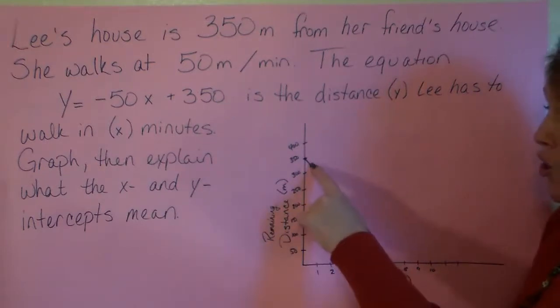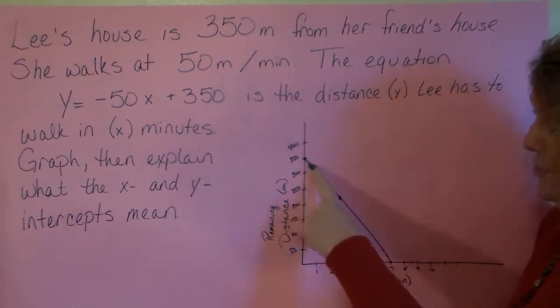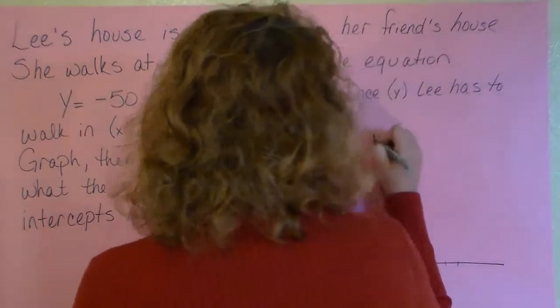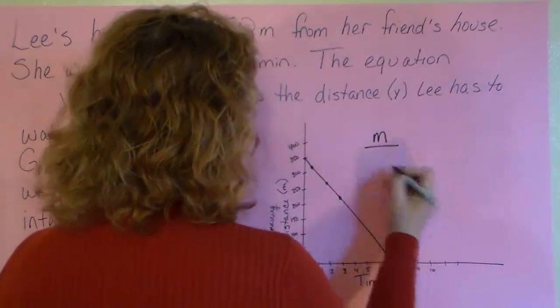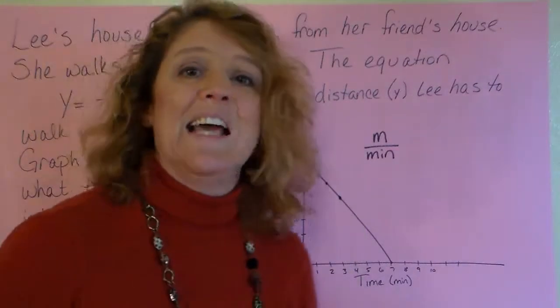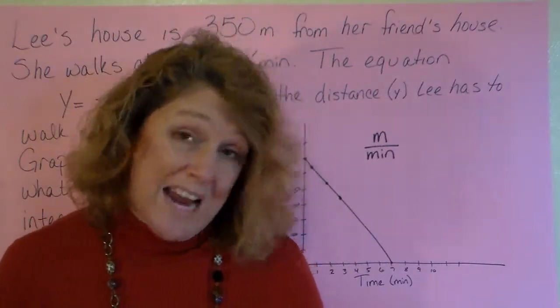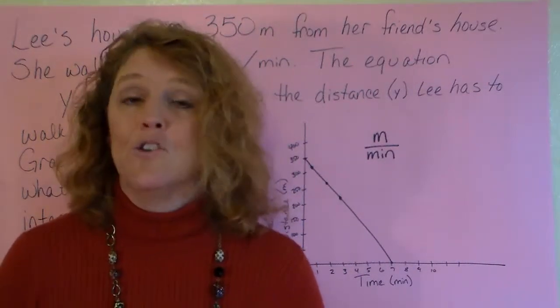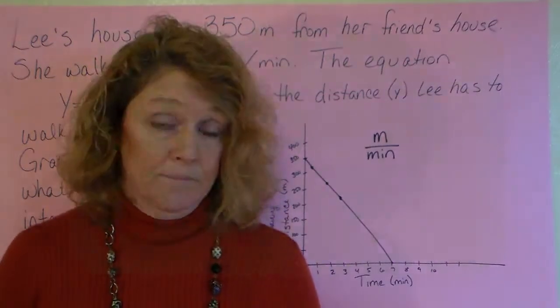And then your slope, which is rise over run, is distance over time. So your slope is actually your speed, your rate in meters per minute. Okay?